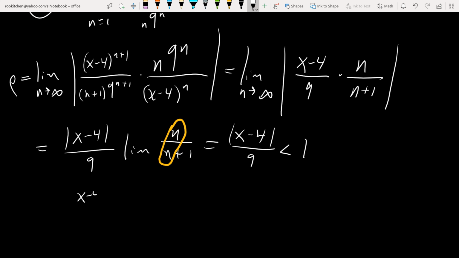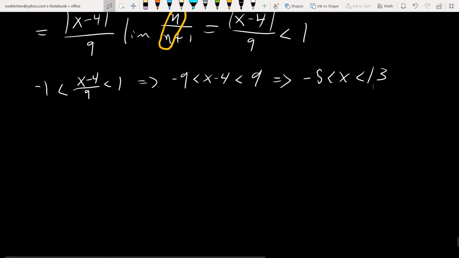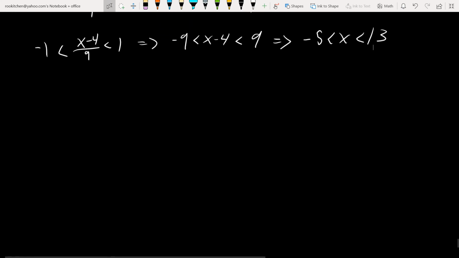Okay, so we'll have |x minus 4|/9 less than 1, which means negative 1 is less than (x minus 4)/9, which is less than 1, which will imply negative 9 is less than x minus 4, which is less than 9, which will imply negative 5 is less than x is less than 13. Okay, so the series will be absolutely convergent in that interval. We still have to worry about the endpoints though, right?